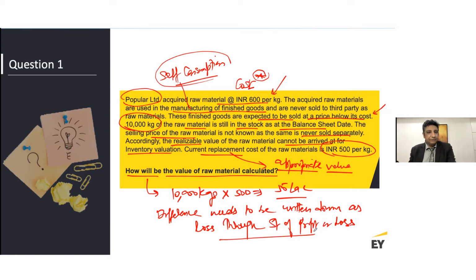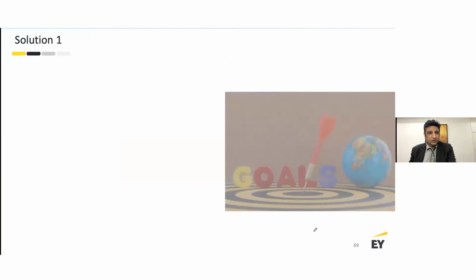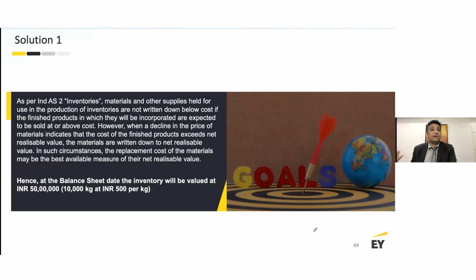All right, that is how we are looking at addressing the requirement of the question and dealing with the scenario. Okay, now if we quickly go through what is provided as a solution, it will be confirming what we have done so far. It says that as per Ind AS 2 Inventories, material and other supplies held for use in the production of inventories are not written down below cost if the finished goods are expected to be sold at or above cost.